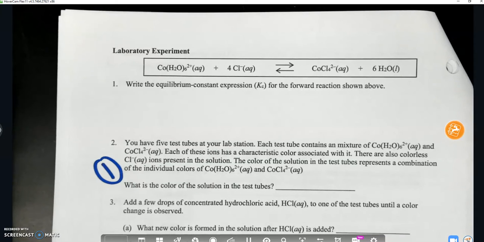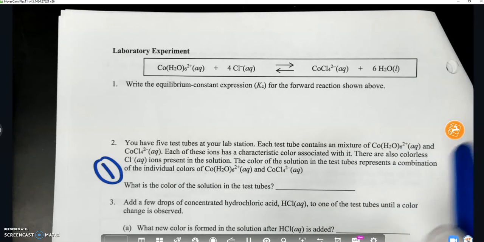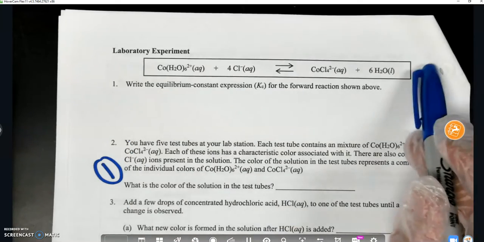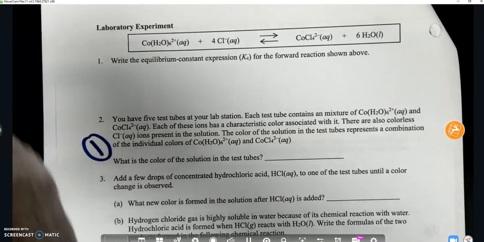Then after that, is this reaction endothermic or exothermic? You're going to figure out which. You're going to determine where the heat lies. Is it with the reactants or is it with the products? So let me show you what we have here.